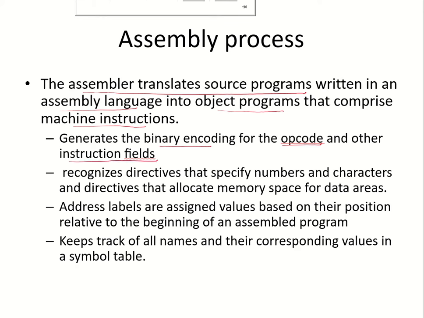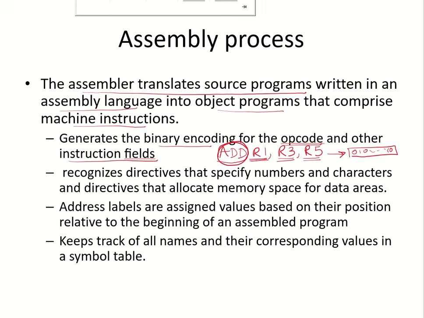For example, if the assembly language source program instruction was add register R1, R3, R5, it will have to generate the opcode for add, generate the binary address for R1, binary address for R3, binary address for R5, and this will give me one binary instruction which will only be in zeros and ones. The assembler has to do this for all the instructions in the assembly language program.